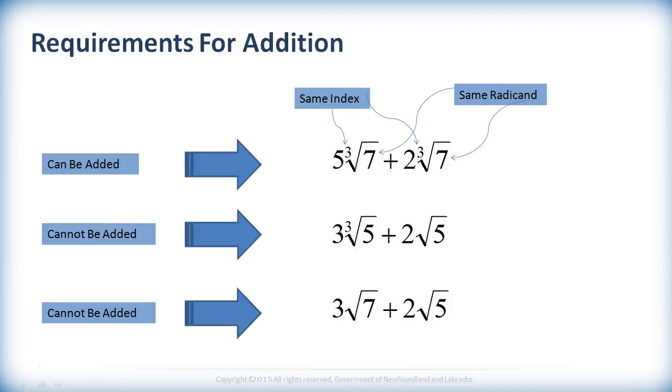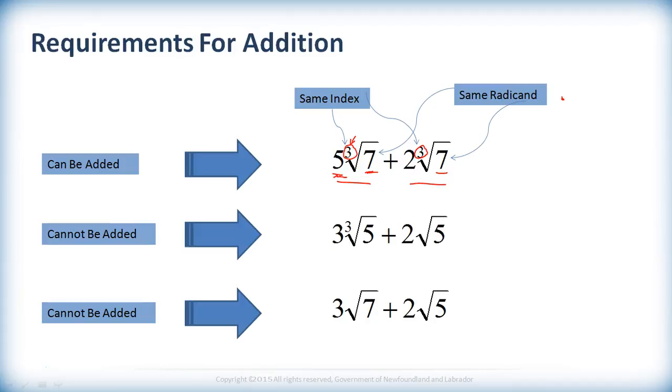So here's what we need to know in order to be able to do this. When we look at any radical term, it's got three parts. It's got a coefficient, it's got this index here, and it's got its radicand. So you'll notice by what's labeled here, in order to be able to add two radical terms together, we have to have the same index. Like this first example, they're both cube roots, so that matches. And we have to have the same radicand. So both of those things have to be the same in order to be able to add them together.